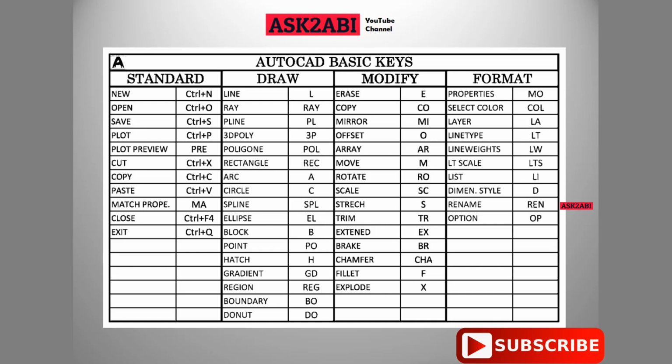Match property is MA. You can close the file with Ctrl plus F4. You can exit AutoCAD using Ctrl plus Q.